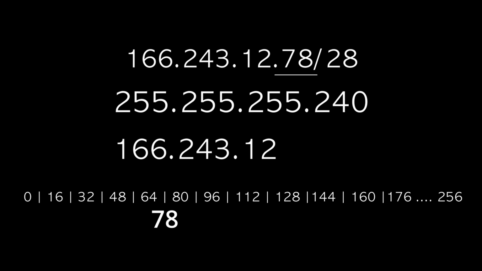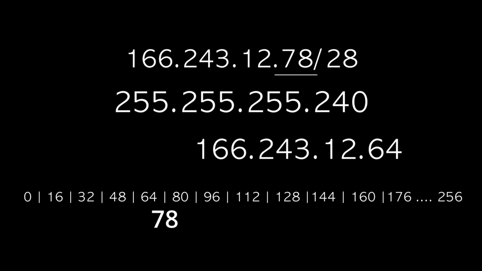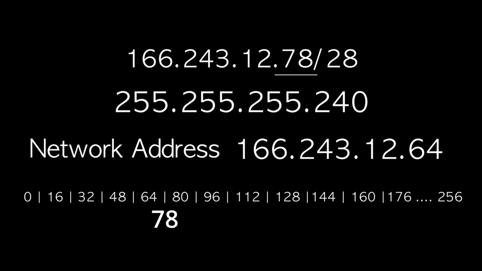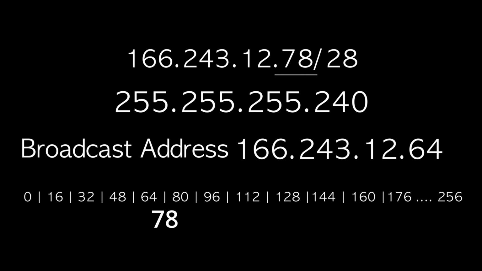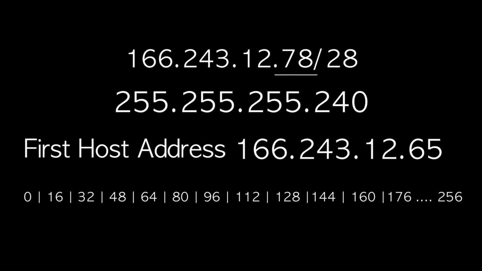Now we know this, we can work out the subnet address in space. The first number below 78 is 64. That's our network address: 166.243.12.64. Broadcast address is the next block at -1. So 166.243.12.79. That leaves the first and last usable addresses. We add 1 to the network address and -1 from the broadcast address. So 166.243.12.65, and the last usable address will be 166.243.12.78.